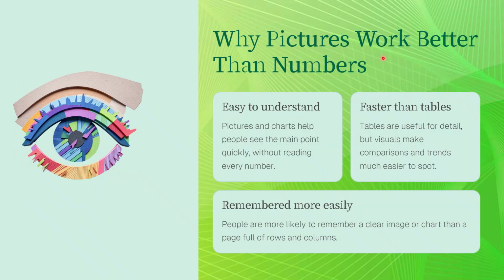Next, why pictures work better than numbers? Normally data is in numerical or categorical format. Instead of numbers, we use a picture format that is easy to understand. Pictures and charts help people see the main point quickly without reading every number. Faster than tables. Tables are useful for detail, but visuals make comparisons and trends much easier to spot. Remembered more easily. People are more likely to remember a clear image or chart than a page full of rows and columns.